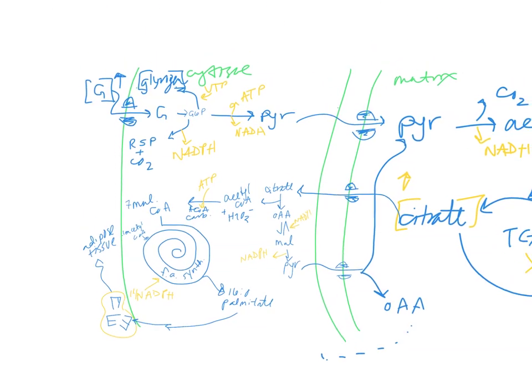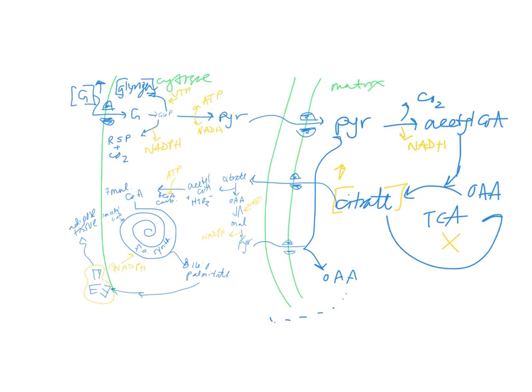Okay, so let's see if we can trace this. I'm going to use red to trace through. Okay, large amounts of sugar come on in. Some of it will go into the pentose phosphate pathway. Some of that sugar will go up to glycogen storage until you run out of room. And then the rest of it gets made into pyruvate, which gets shuttled into the mitochondrial matrix to be made into acetyl-CoA. Acetyl-CoA combines with OAA to become citrate.